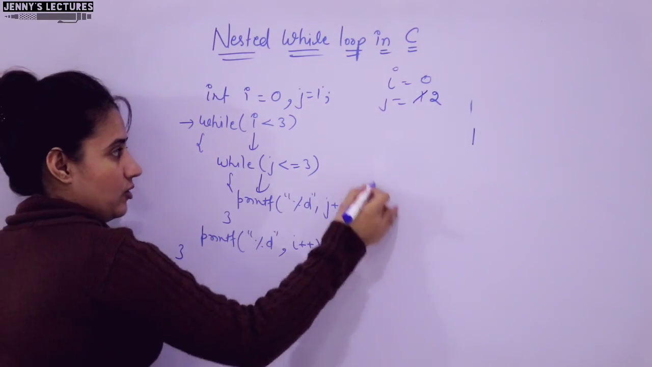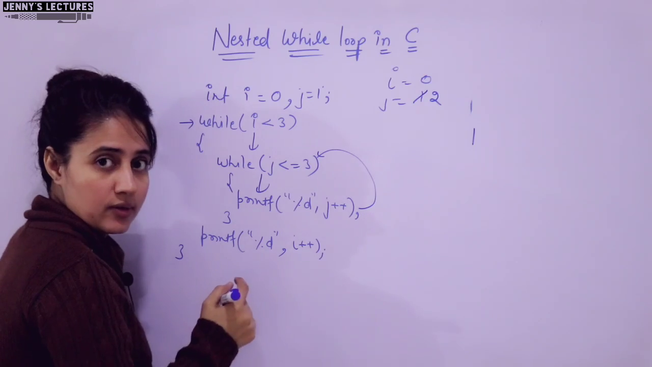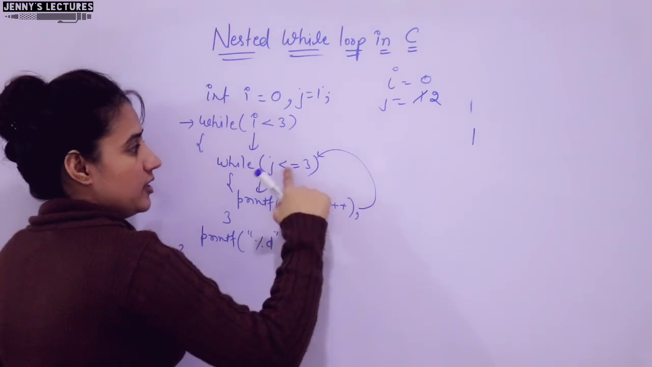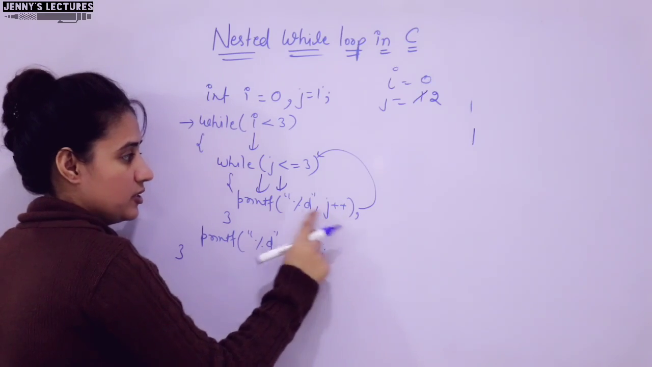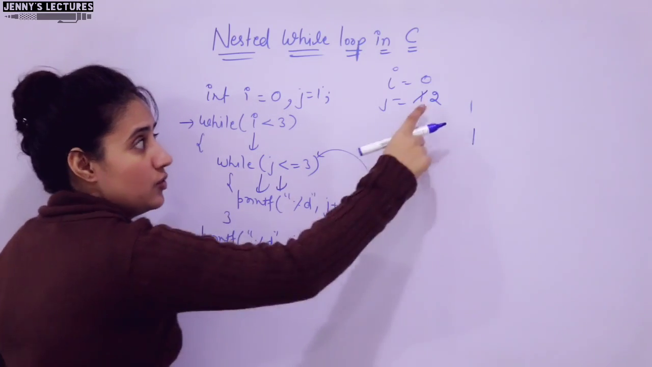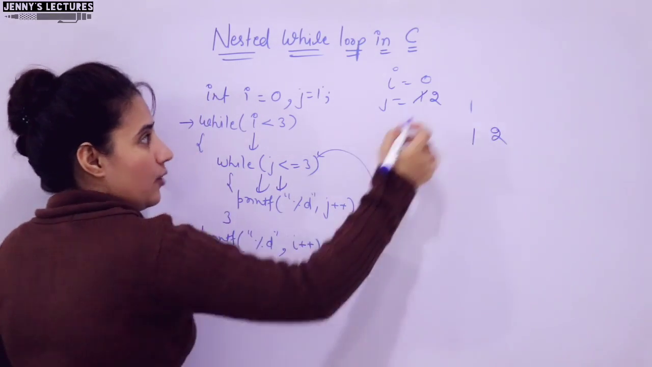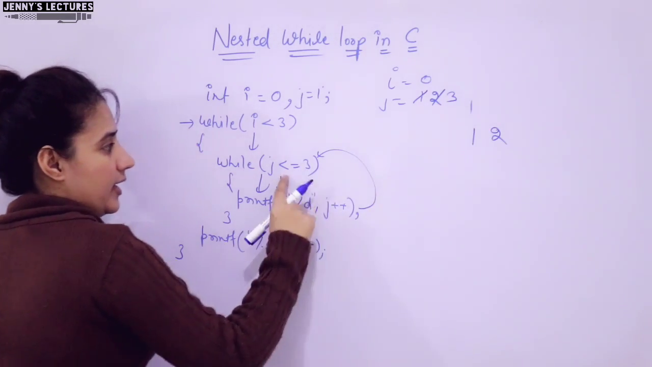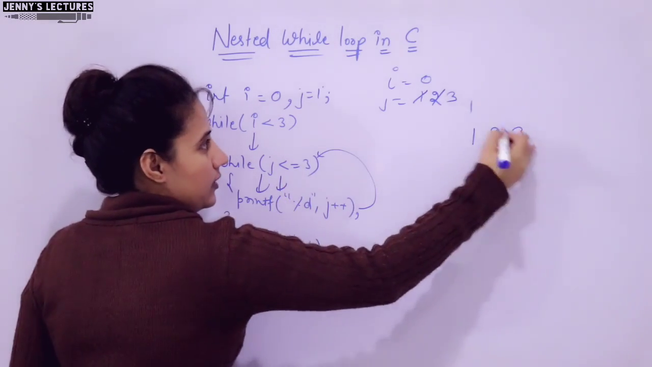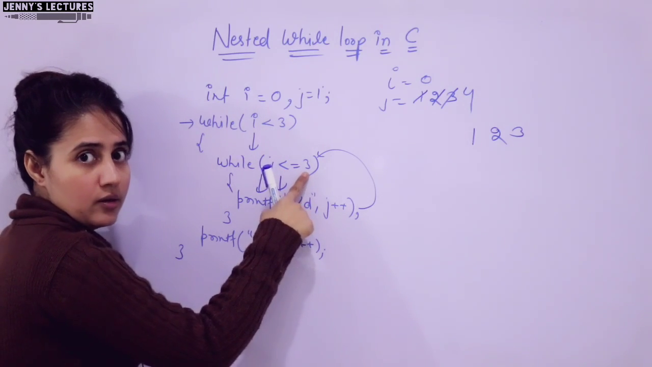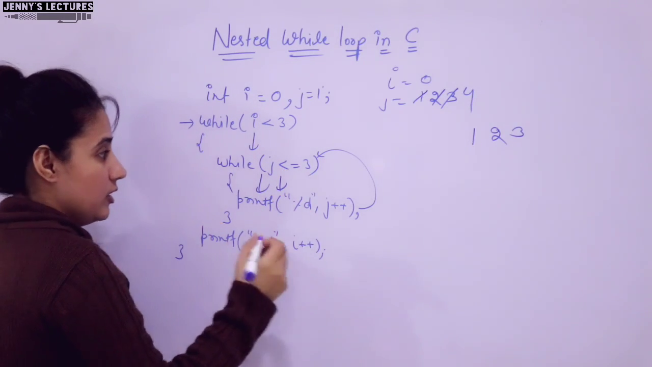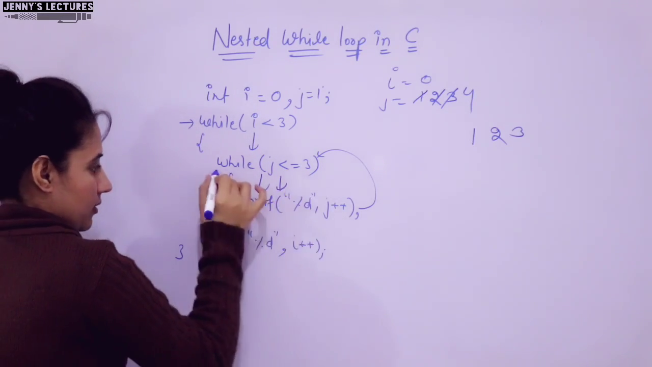Now again control will go to the condition, right? 2 less than or equal to 3, yes, the condition is true, again control will enter here. Now first the original value of j would be printed, that is 2. Now the value would be incremented, that is 3. Again the condition is true, yes, now 3 would be printed, now it would be incremented to 4. 4 less than or equal to 3? No, now the condition is false. So now control will go out of this inner while loop.